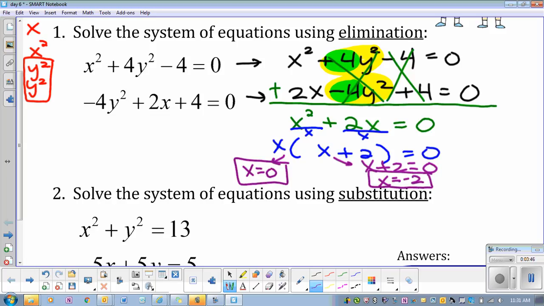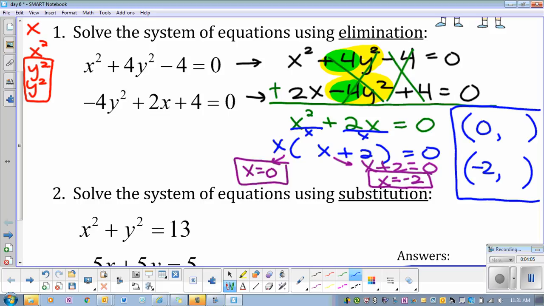But, guys, remember your answers are actually intersecting points, right? Like points of intersection. So I need x comma y. So over here, I'm going to make a little answer box so that I can keep everything organized. I have 0, I have negative 2. I need to find the matching y's, like the corresponding y's to these x's. Does that make sense? So in order to do that, I need to take each of these x's, I need to plug it into one of these equations and solve for the y.